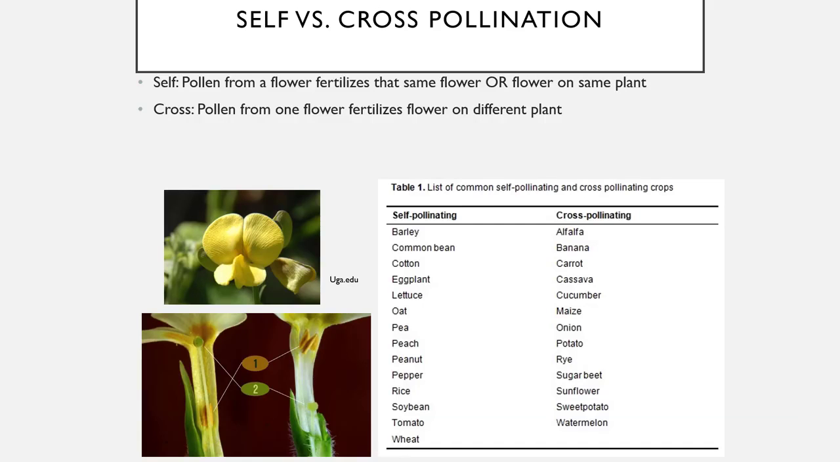Okay, so self-pollination versus cross-pollination. Self-pollination occurs when pollen from a flower fertilizes that same flower or a flower on the same plant. And then cross-pollination happens when one flower fertilizes a flower on another plant. And so here's a list of some common self-pollinating and cross-pollinating crops.